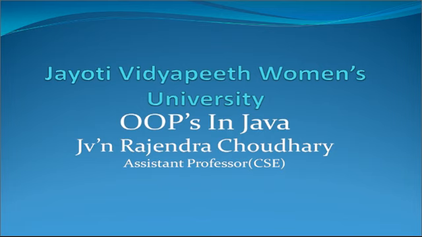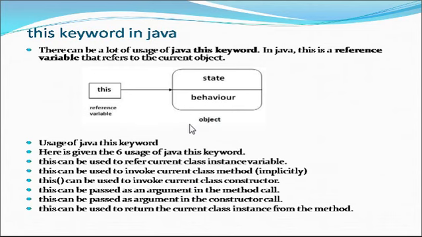You can also say that if you omit the keyword in this example... Here we introduce the this keyword; there are some definitions of it. There can be a lot of usage of the this keyword in Java. This is a reference variable that refers to the current class object. Suppose you have a class with so many objects, then this keyword refers only to the current class, and there are many different uses of the this keyword in your Java program.